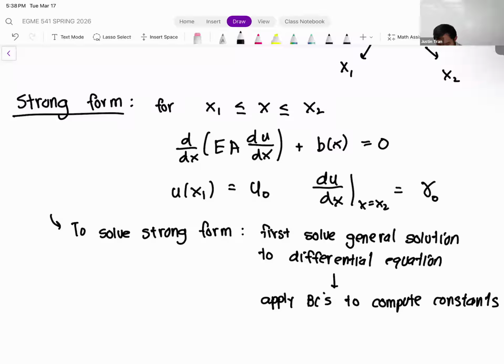So we introduced this idea of the boundary value problem. We talked about its strong form, and we summarized very quickly how to solve for its solution to the strong form. Okay. Any questions on that? That's just a summary from last time. Okay. All right. So let's talk about weak form.